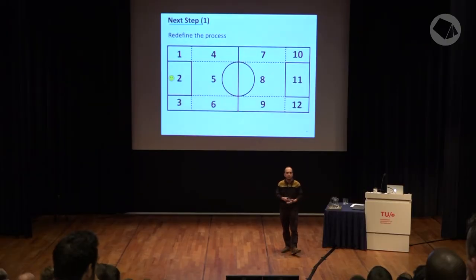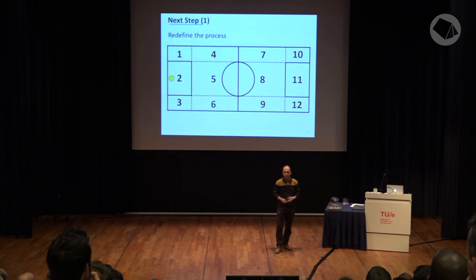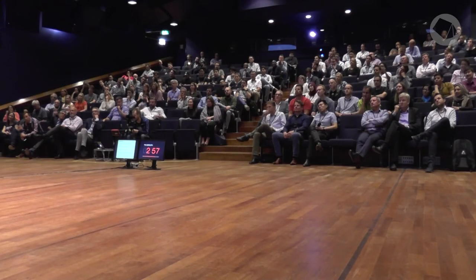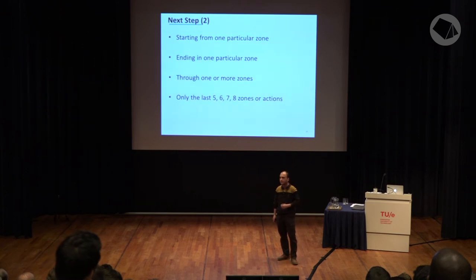For example, we'll divide the pitch into different zones and see how the ball moves between zones, and create different filters. For example, we ask which sequences, with which characteristics, which means which zones, are needed in a sequence until Belgium enters zone number 11. We create a filter and see which sequences and characteristics are involved. So we can have different filters starting from one particular zone, ending in one particular zone, or going through one or more zones. These are the types of filters that we can create.